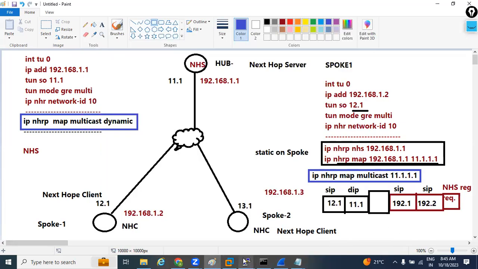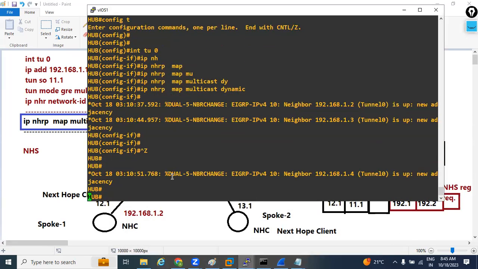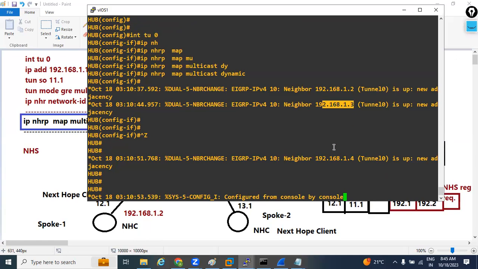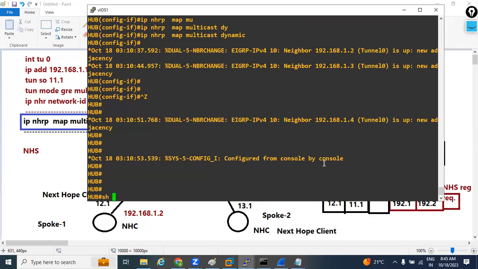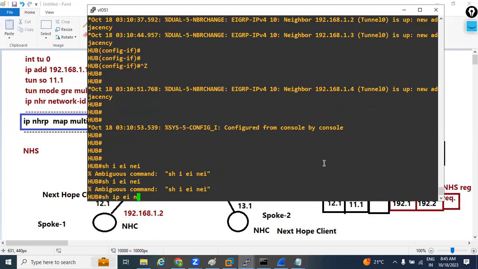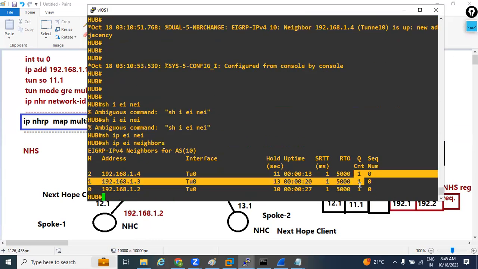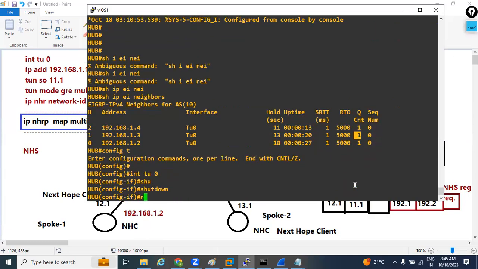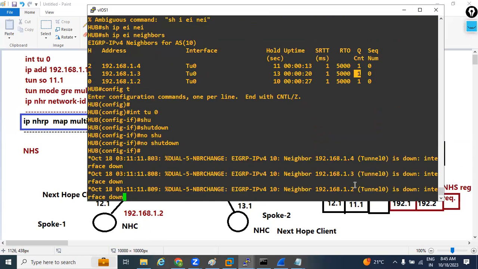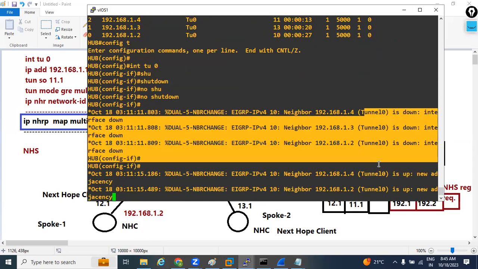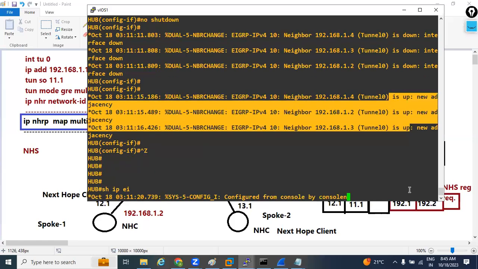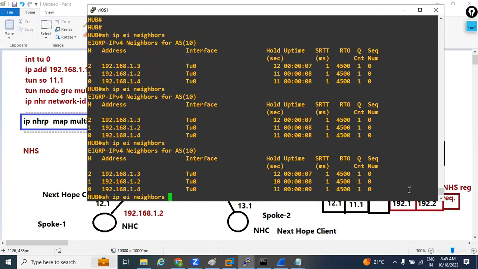Okay, get back to the hub. Now, three messages about neighborships, you can see with 192, 193, and 194, right? So show IP NHRP neighbor. The Q count is 1. So what to do? Interface tunnel 0, make it shut, and then make it no shut here. Again it went down, and now it's coming back up. Show IP NHRP neighborship, but still the Q count is 1.